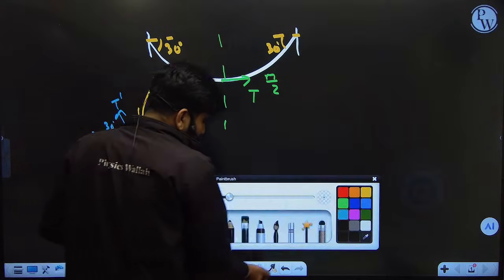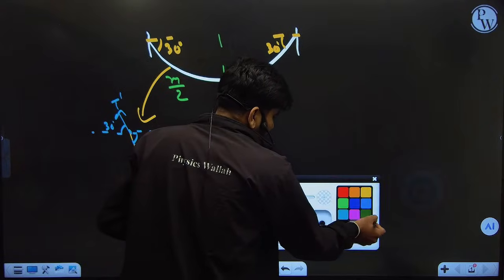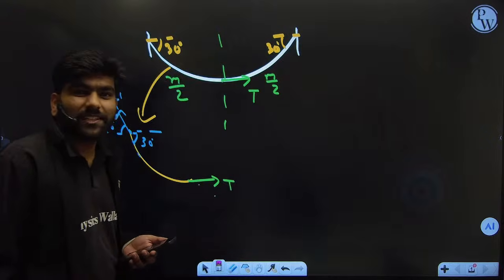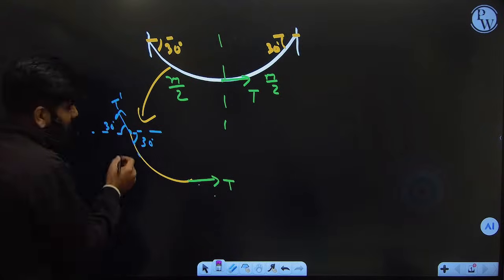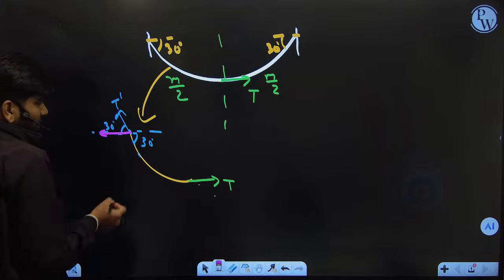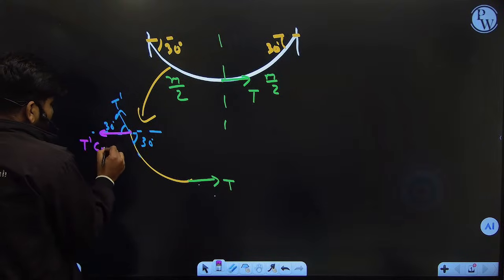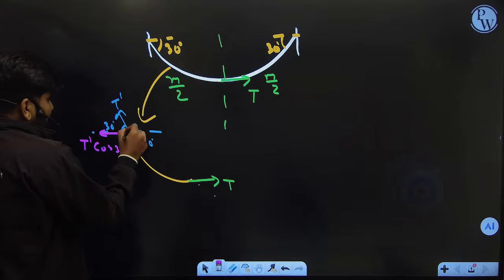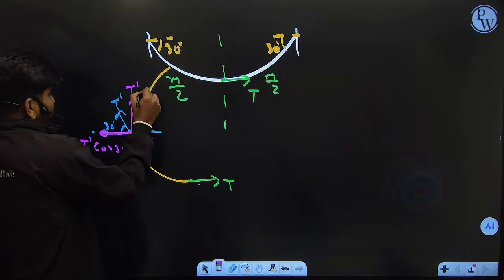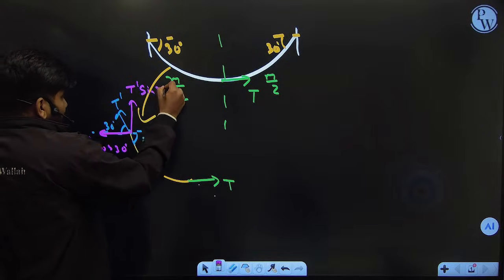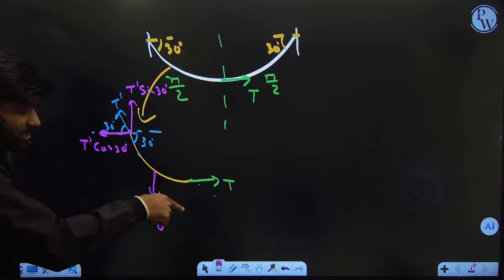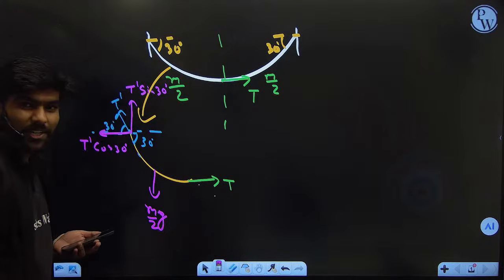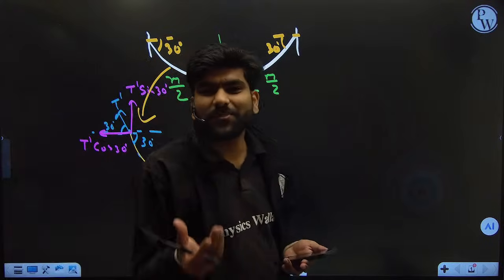Now, as we know that it's an NLM question, we should resolve everything into components. Here T dash is neither along the x-axis nor along the y-axis, so I will break it into components. T dash cos 30 degrees being this component, and the vertical is going to be T dash sin 30. Any other force? That is half the weight of this string. Since the mass is m by 2, the weight is going to be mg by 2.